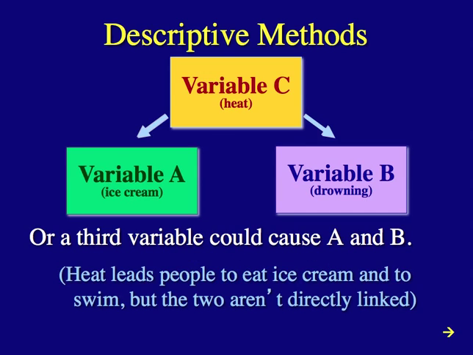But often it's the case that a third variable is influencing both of the variables that appear to be correlated. So, for example, as the temperature goes up, people eat more ice cream, and as the temperature goes up, people do more swimming, which increases the chance of drowning. So a third variable is actually causing the other two variables to vary along with one another. Okay?